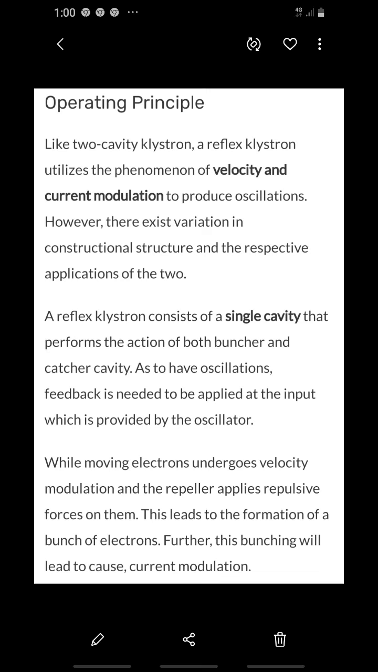To have oscillations, feedback is needed to be applied at the input, which is provided by the oscillators. While a moving electron undergoes velocity modulation and the repeller applies repulsive forces on them, this leads to the formation of a bunch of electrons. Further, this bunching will lead to current modulation.